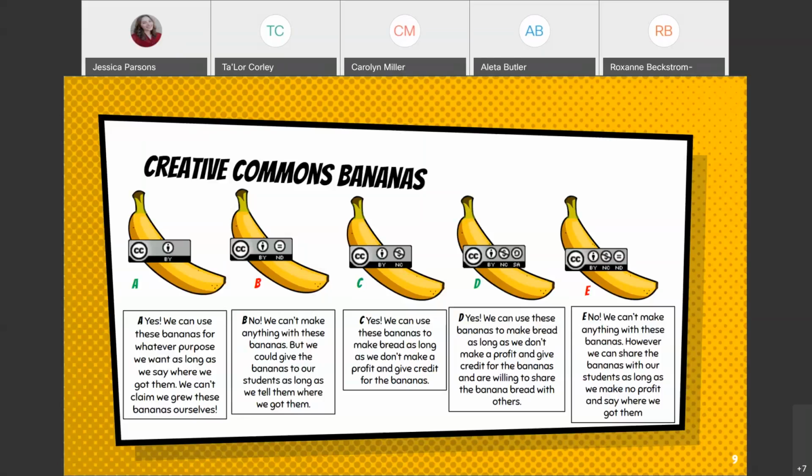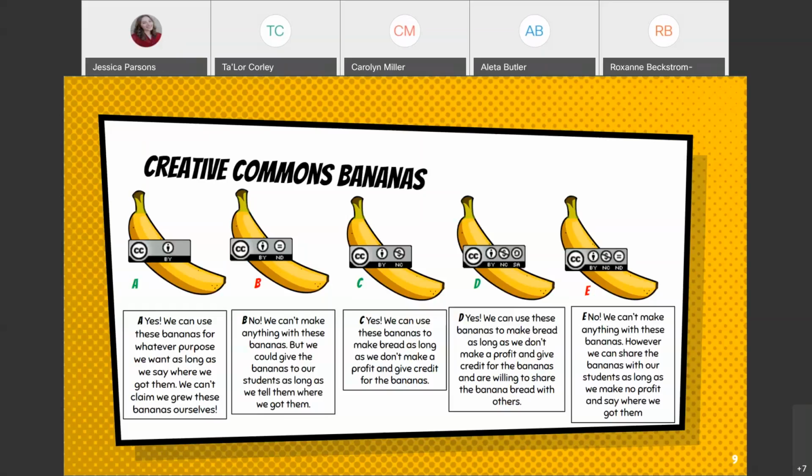And then C, yep, we can totally use those bananas to make banana bread for our students. We just have to make sure that we don't sell that banana bread to our students and that our students don't sell the banana bread themselves.